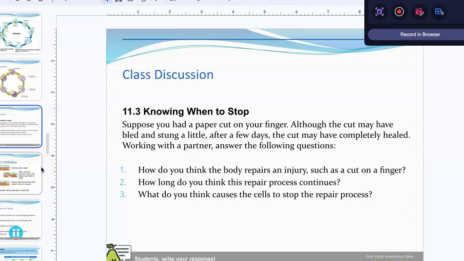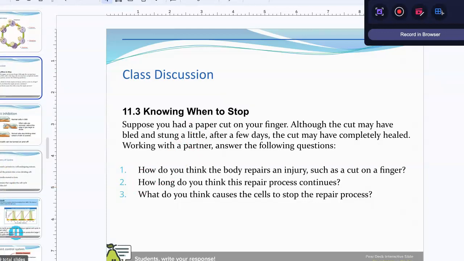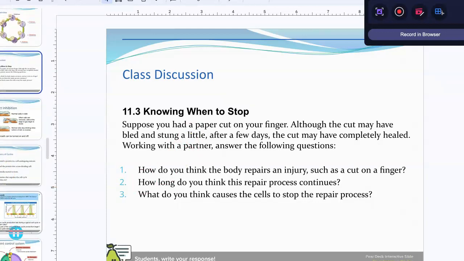the cell communication, which you guys read about. So here you have to really think about, how do you think the body repairs itself after injuries such as a cut on a finger? How long do you think this repair process continues, and what do you think stops the process? So normally we would do this as a pair deck, but I'm having you guys do this individually, so I do want you to consider this.